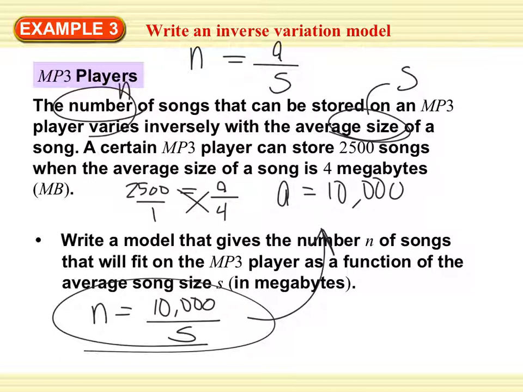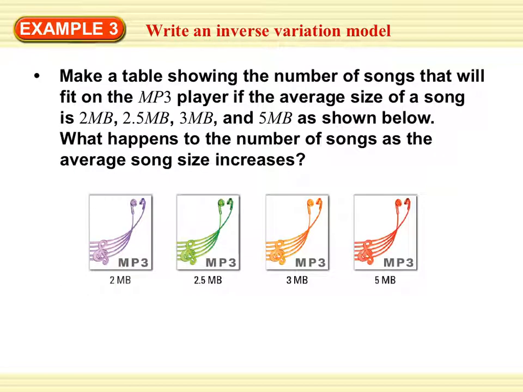Cool. Next part says, make a table showing the number of songs that will fit on the MP3 player if the average size of a song is 2 megs, 2.5, 3, and 5 megabytes, as shown below. What happens to the number of songs as the average song size increases? Well, it's inverse. Therefore, as the average song size increases, the number of songs should decrease.